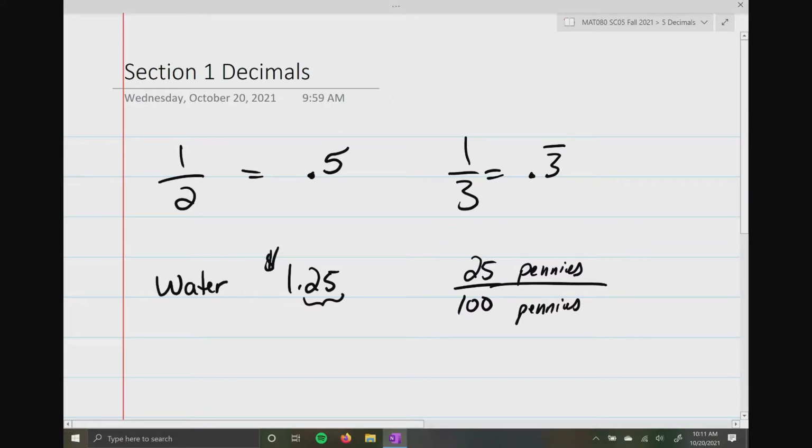we know that there are 100 pennies in $1. However, if you have 25 of them, you have 1/4 of a dollar. If you think about it, you have 1/4 of a dollar. Okay? So the decimal really helps us to look at fractions in a different light. All right? Now, before we go any further, we need to understand place values and stuff like that.